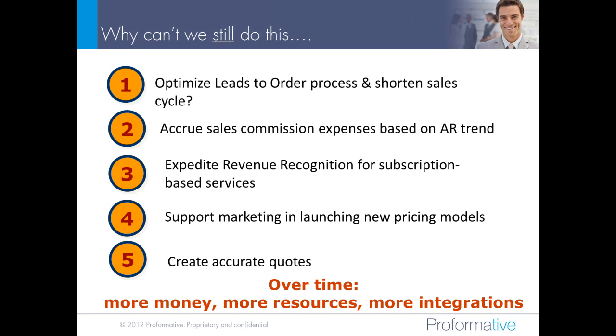One of the things we commonly hear is that they want to optimize their lead to order process and shorten the sales cycle. Why can't we do that? We have many different systems. They also want to accrue sales commission expense based on accounts receivable trend. They want to know up front how much money they're going to pay out in commission, but they can't do that very easily. They have multiple Excel spreadsheets, different versions of them, and can't get a clear visibility into how much they will pay out in commission.